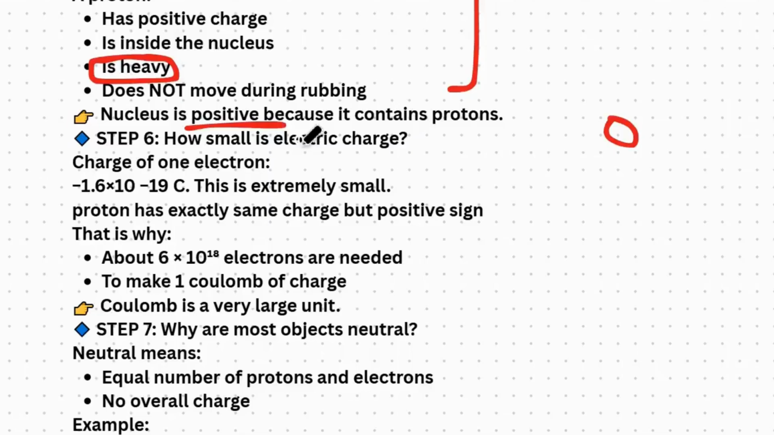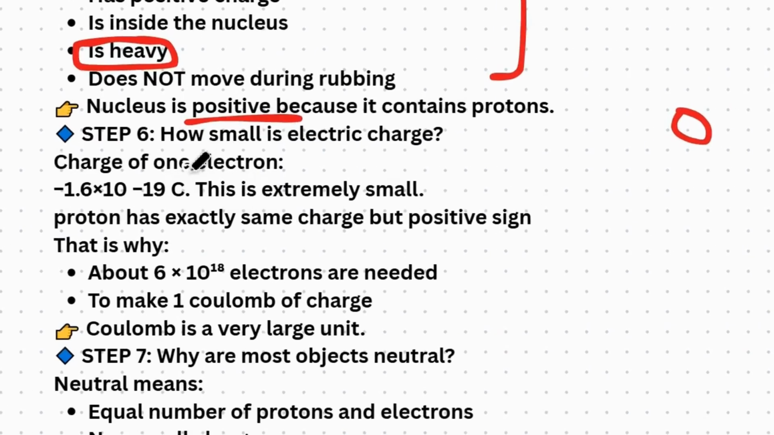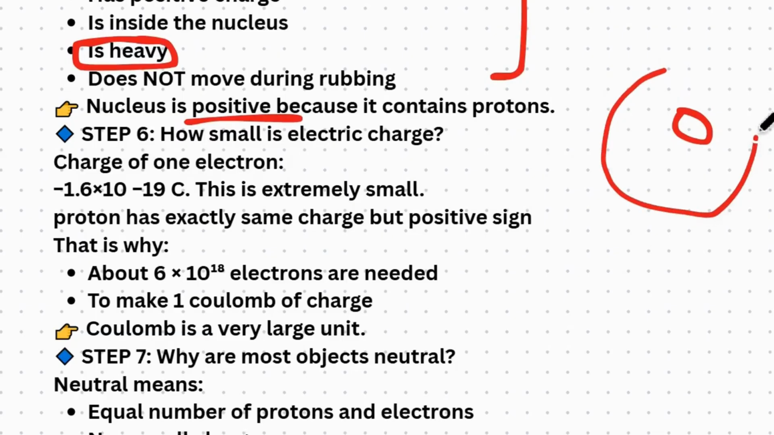It is positive because it contains protons. Now you should know, because this was a nucleus which contains protons plus neutrons. Neutron has no charge, so it means overall nucleus is positive. So how small is electric charge?